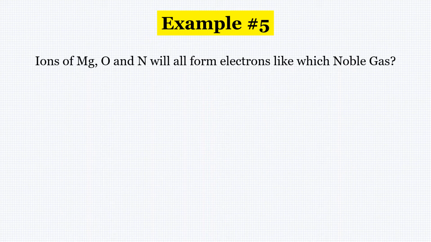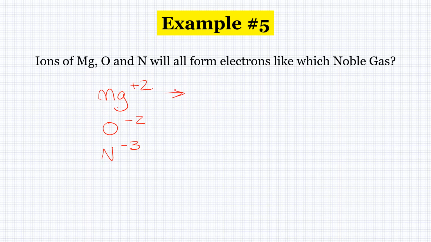Ions of magnesium, oxygen, and nitrogen will all form electrons like which noble gas? Well, let's see. Magnesium has 2 valence electrons, so it's going to lose those. It'll have a +2 charge. Oxygen has 6 valence electrons, so it's going to gain 2 electrons. Nitrogen has 5, so it's going to lose 3. Sorry, it's going to gain 3.